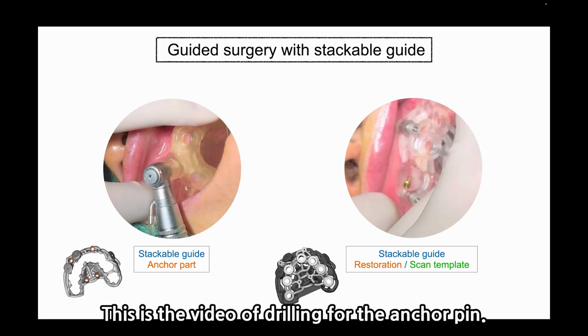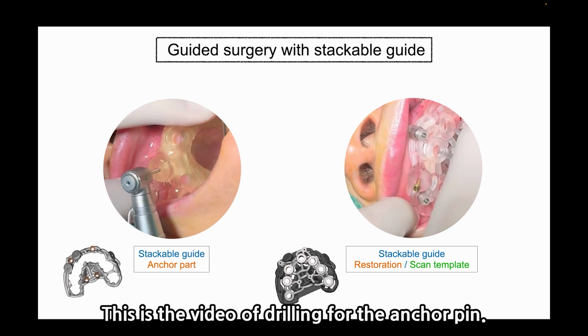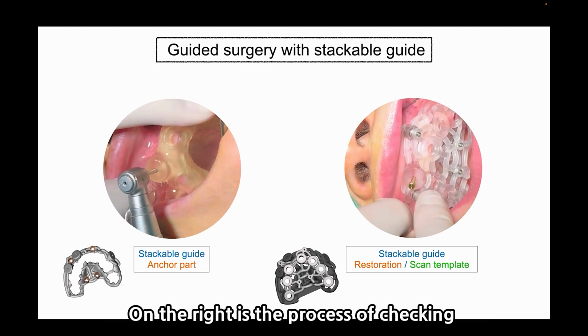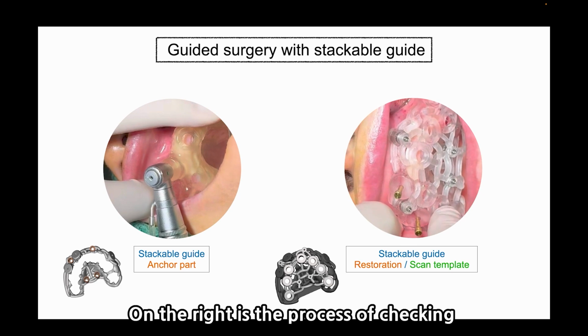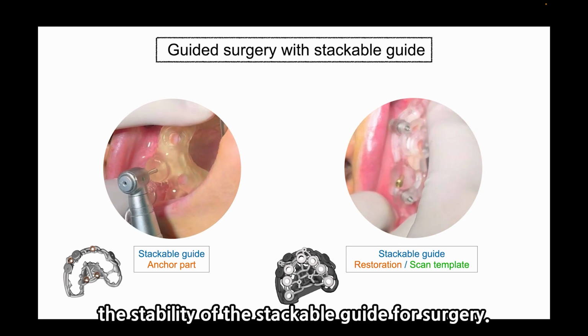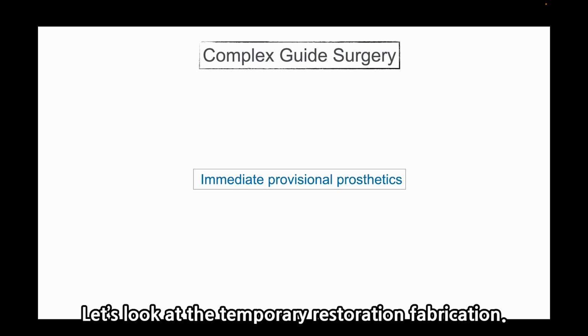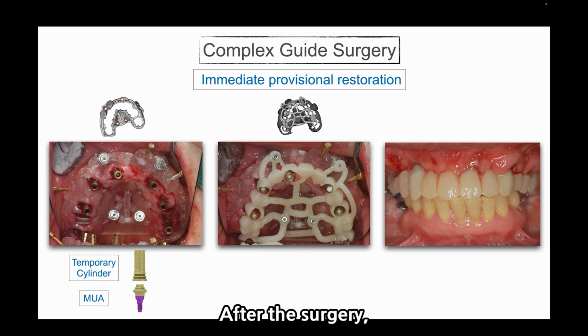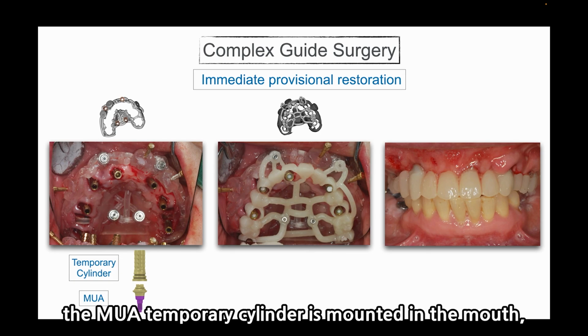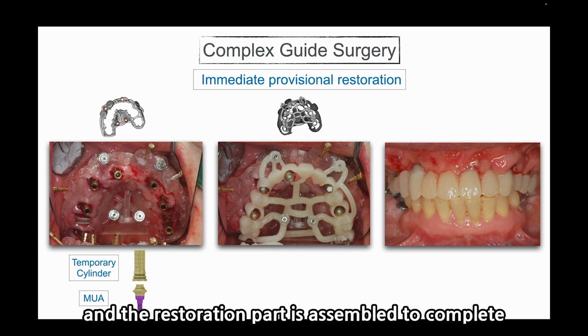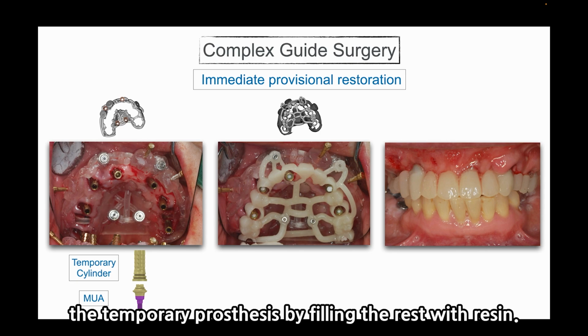This is a video of drilling for the anchor pin. On the right is the process of checking the stability of the stackable guide for surgery. Let's look at the temporary restoration fabrication. After surgery, the MUA temporary cylinder is mounted in the mouth. The restoration part is assembled to complete the temporary prosthetics by filling the last with the resin.